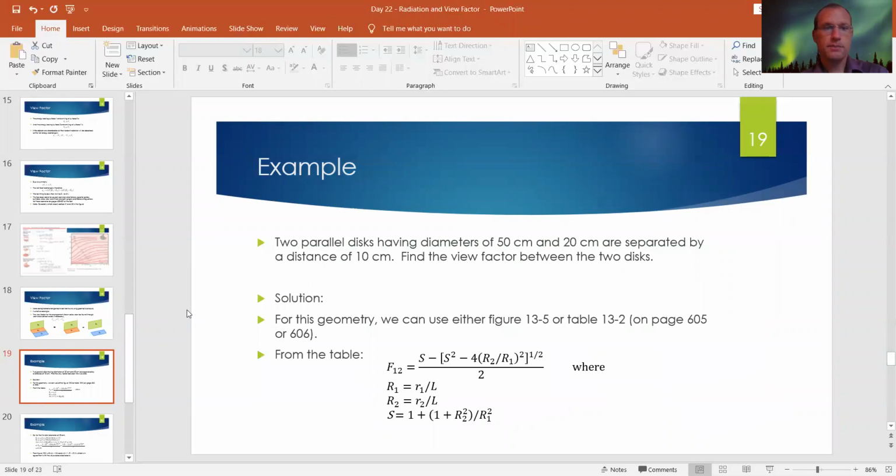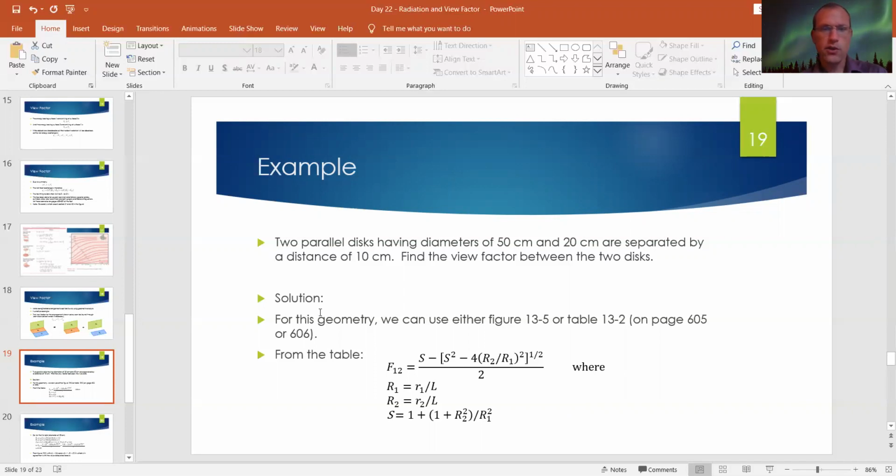So a couple examples. First one, I have 2 parallel discs, diameters of 50 centimeters and 20 centimeters, separated by a distance of 10 centimeters. I want to find the view factor between the 2 discs. So actually I want to find both of them. I want to find one going one way and one going the other way. So I'll do both of them.